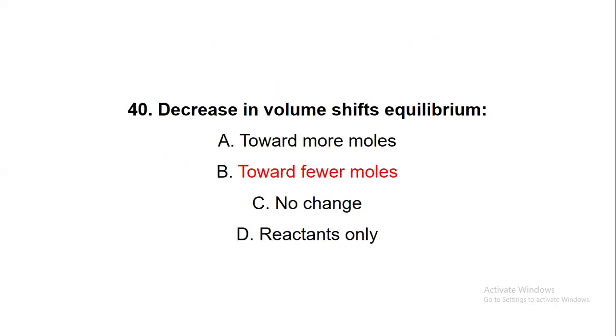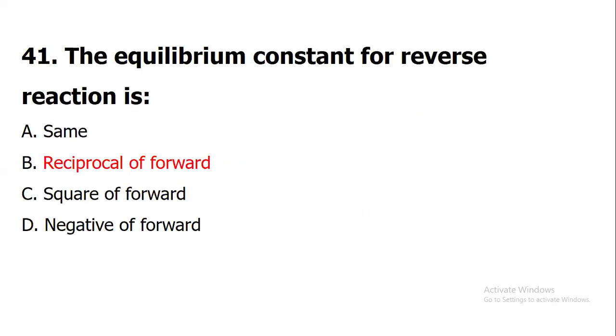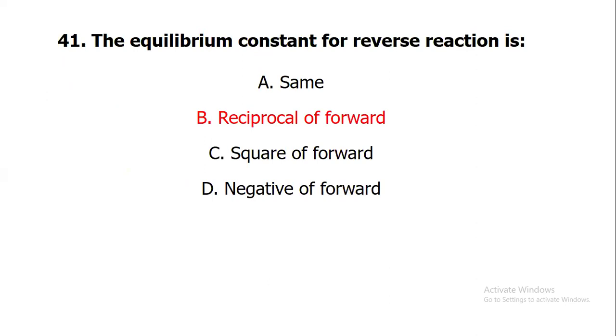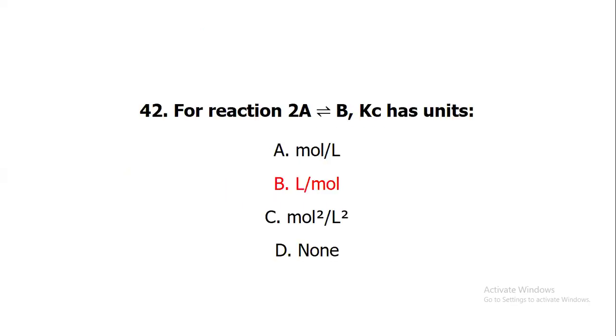Decreasing volume shifts equilibrium toward fewer moles. The equilibrium constant for the reverse reaction is the reciprocal of the forward.